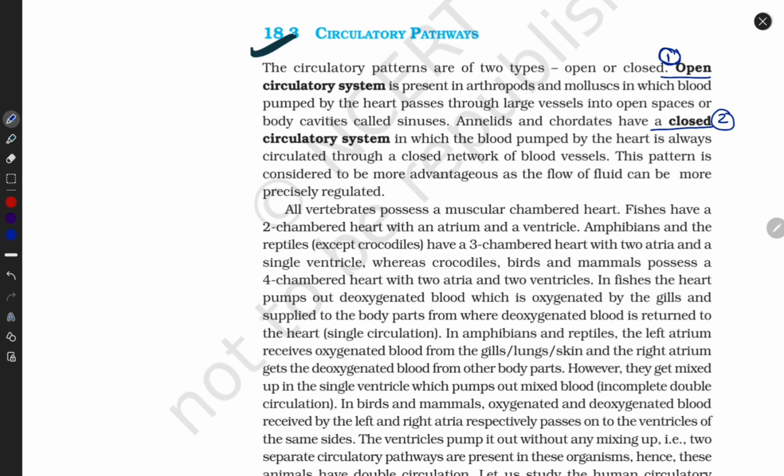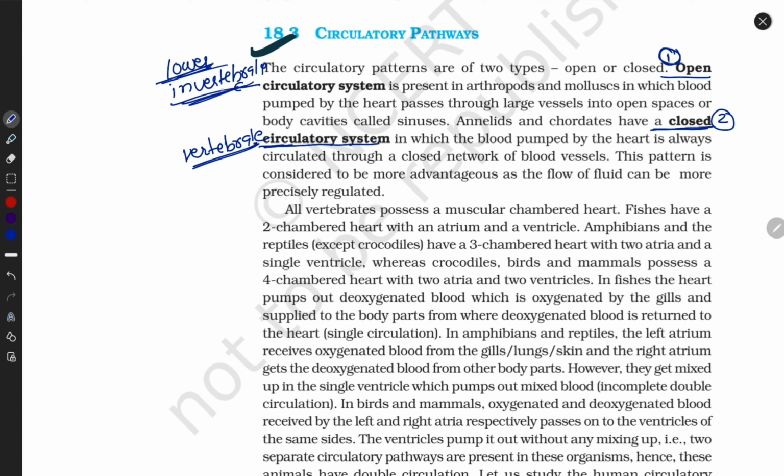Open circulatory system is present in lower vertebrates and closed circulatory system is present in mammals. Alright guys, I mean invertebrates, not vertebrates. Vertebrates have a closed type of circulatory system.